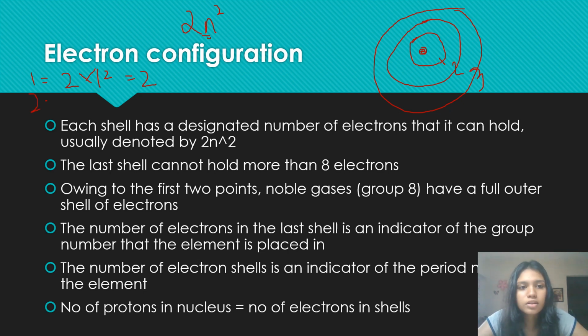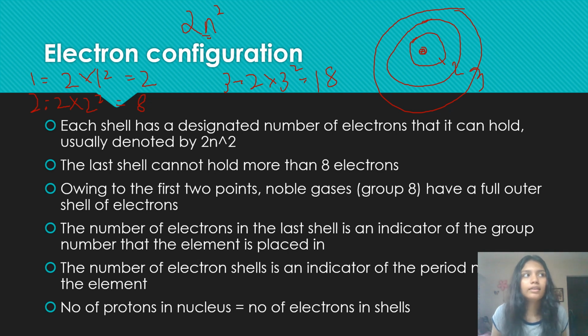The second shell can hold 2 into 2 square, which is 2 into 4, which is 8, maximum of 8 electrons. Third shell, 2 into 3 square, which is equal to 2 into 9, maximum of 18 electrons, and it goes on and on and on. Okay, so your maximum number of electrons that any shell can hold is 2n square, where n is the shell number. Okay, but now there is another little criteria that has to be met. The last shell of an atom cannot hold more than 8 electrons.